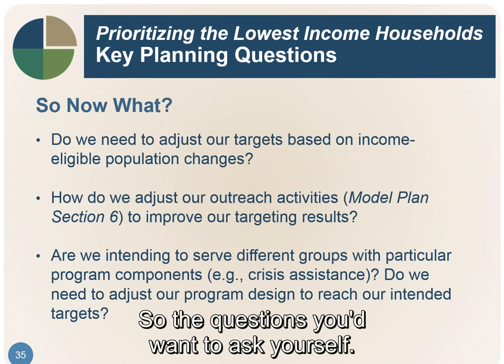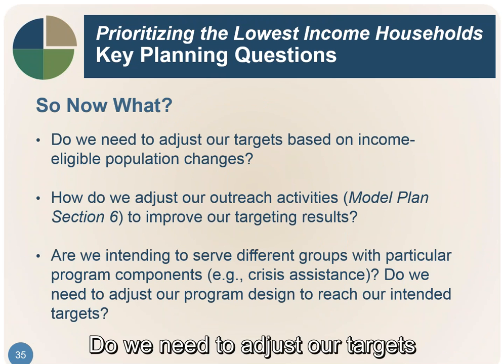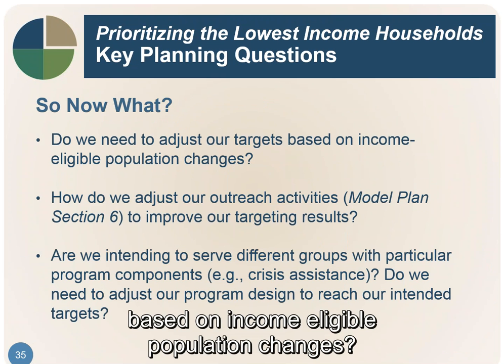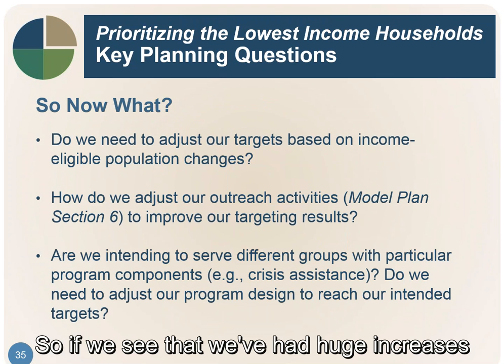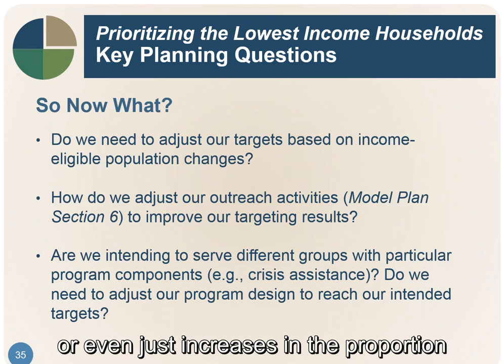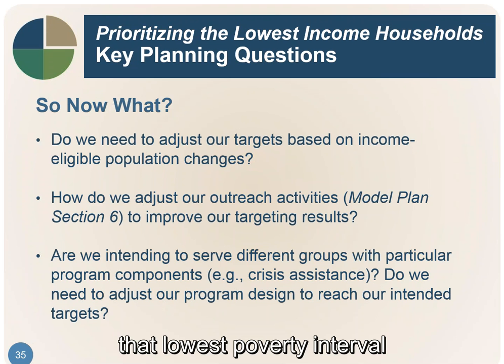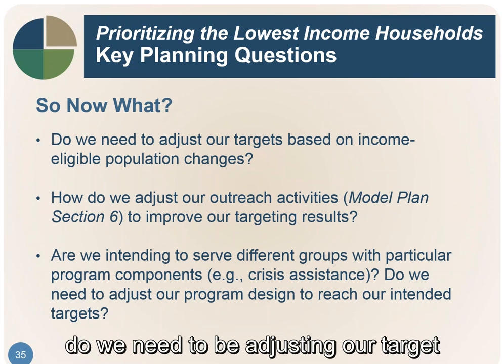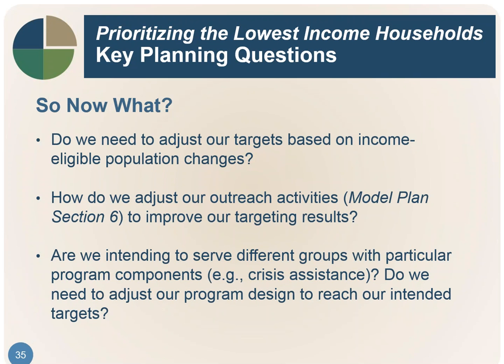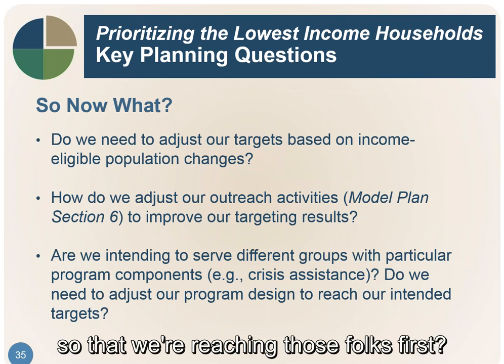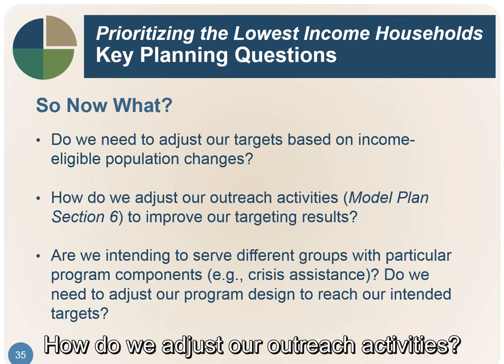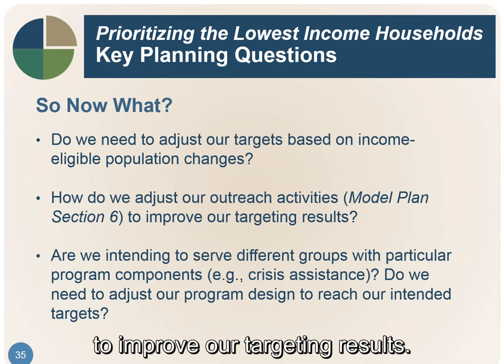So the questions you'd want to ask yourself: do we need to adjust our targets based on income eligible population changes? If we see that we've had increases in the proportion of eligible households in that lowest poverty interval, do we need to be adjusting our targets so that we're reaching those folks first? How do we adjust our outreach activities? And this is actually a part of your model plan to improve targeting results.